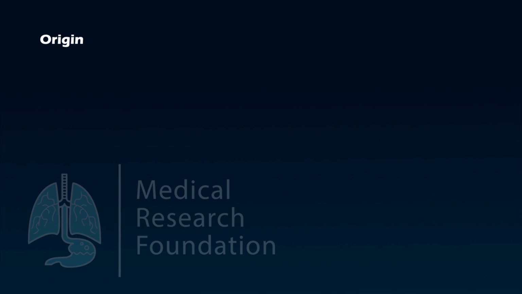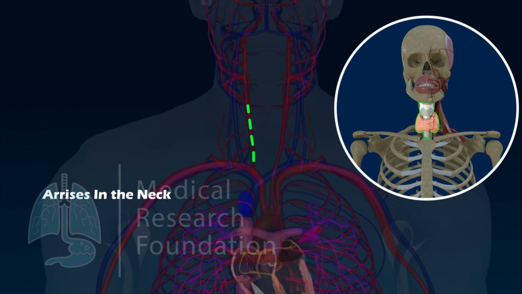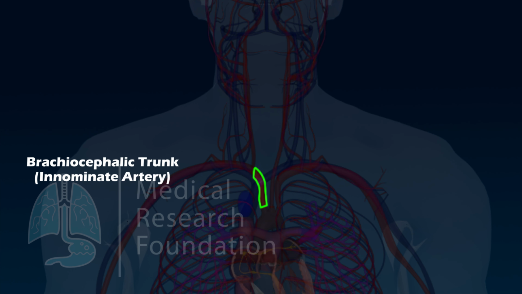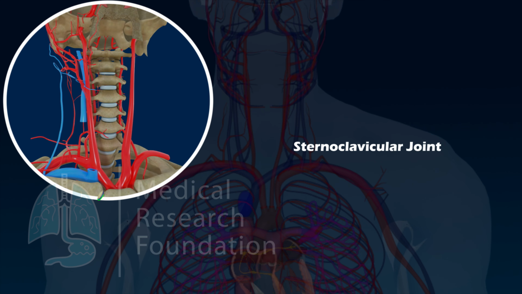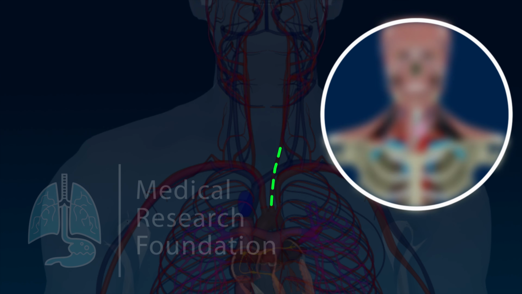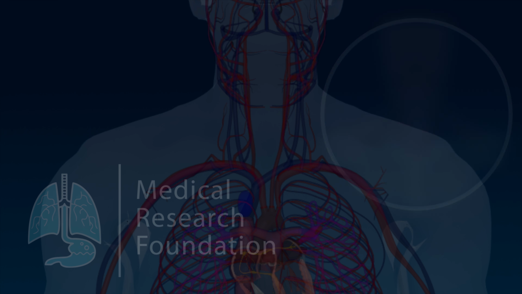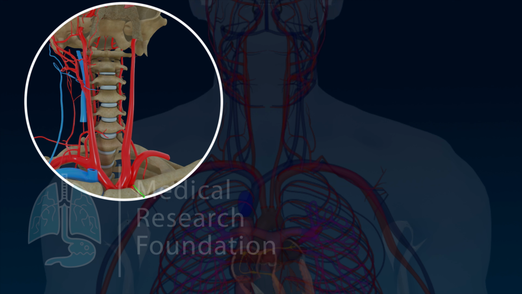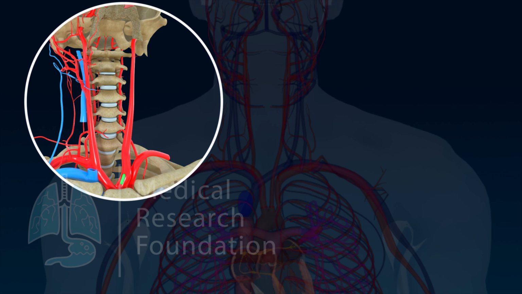Origin: the right common carotid artery arises in the neck from the brachiocephalic trunk, innominate artery, behind the sternoclavicular joint. The left common carotid artery arises in the thorax, superior mediastinum, directly from the arch of aorta. It ascends to the back of the left sternoclavicular joint and enters the neck.